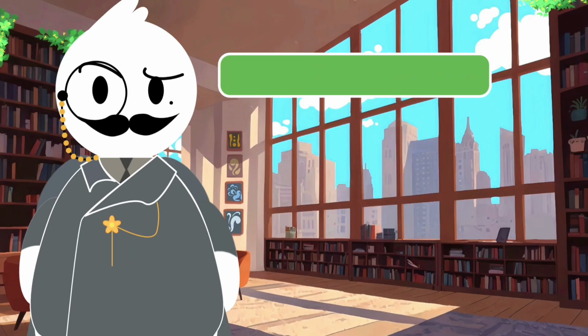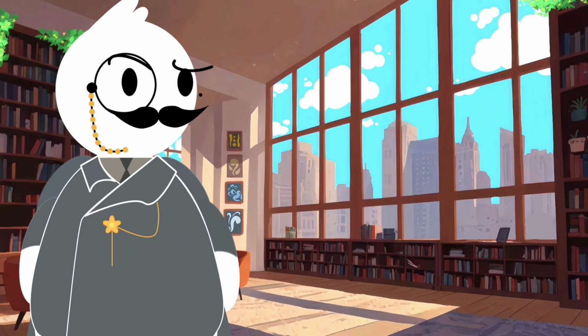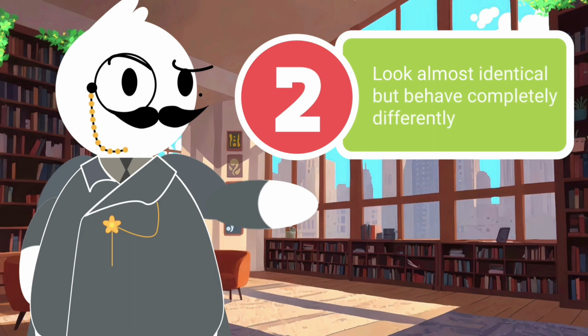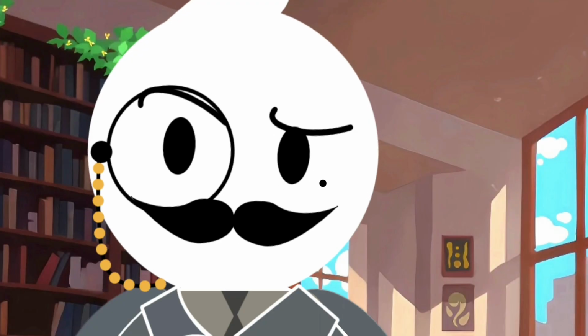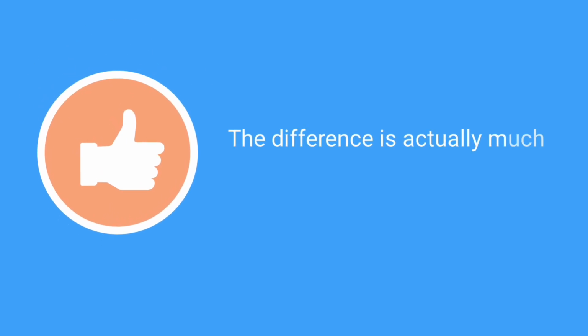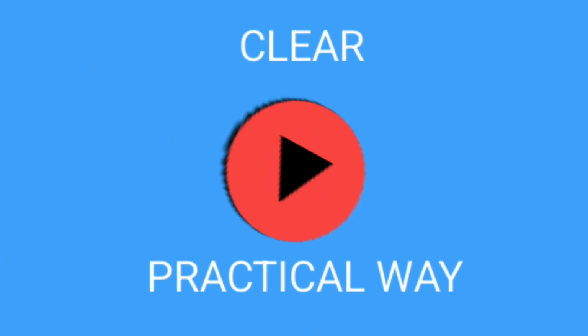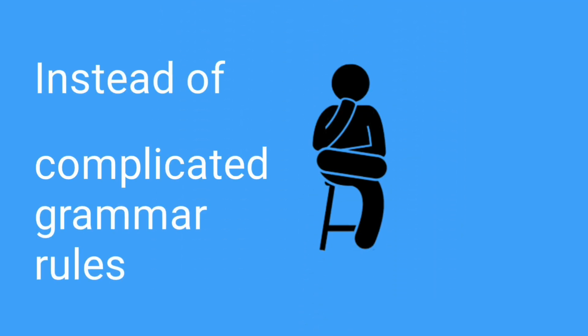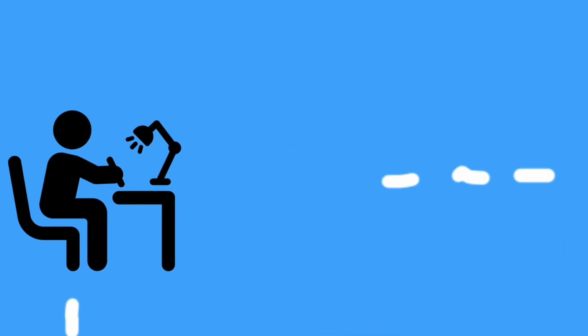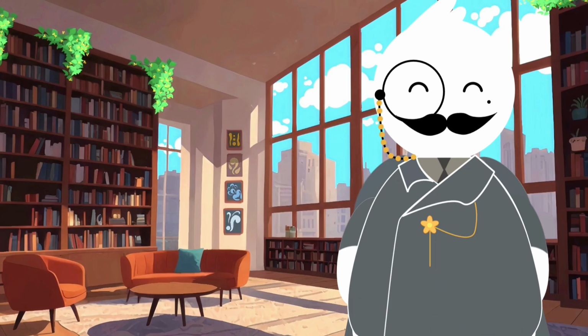If English grammar sometimes feels confusing because two words look almost identical but behave completely differently, adjectives and adverbs are probably part of the problem. The good news is that the difference is actually much simpler than it first appears. In this video, we are going to break it down in a clear and practical way. So, instead of memorizing complicated grammar rules, the difference can be recognized naturally when reading, writing, and speaking English. Let's begin.